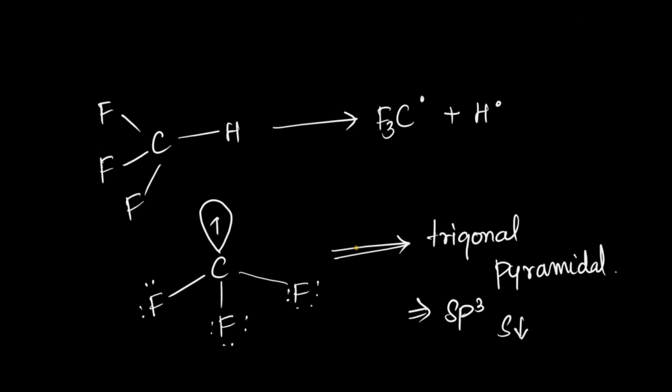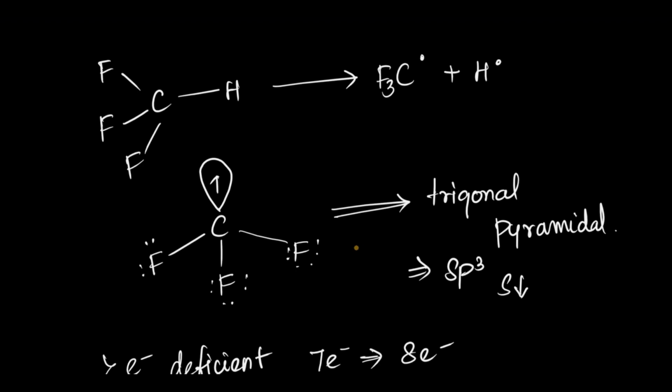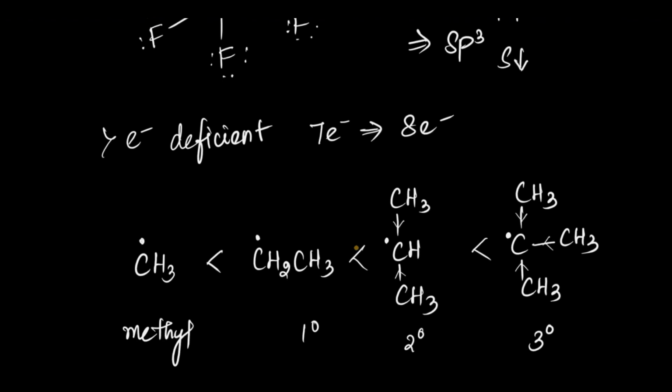But if I have fluorine in the system, which will pull the electron and also has lone pairs of electrons, 3 lone pairs in it, that causes repulsion between fluorine and carbon electrons. So it takes up an sp3 trigonal pyramidal structure, where the s character is less.